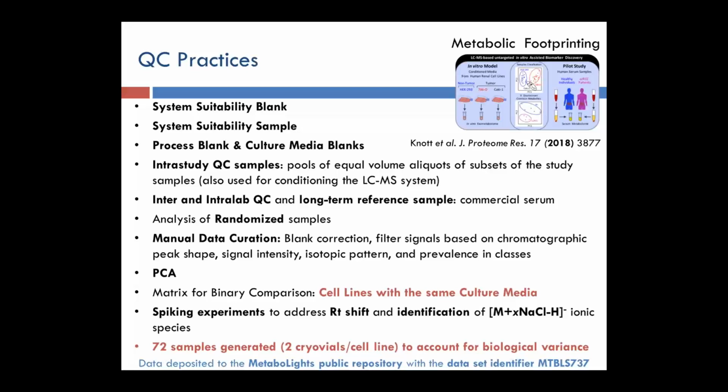We used commercial serum as an inter- and intra-lab QC and long-term reference samples. The samples were analyzed in a randomized way, and we performed several manual data curation steps such as blank correction, filtering signals based on chromatographic peak shape, signal intensity, isotopic pattern, and prevalence in classes. We analyzed the data with principal component analysis to evaluate if we were having potential outliers and if the pooled quality control samples were clustering tightly in the score plot.